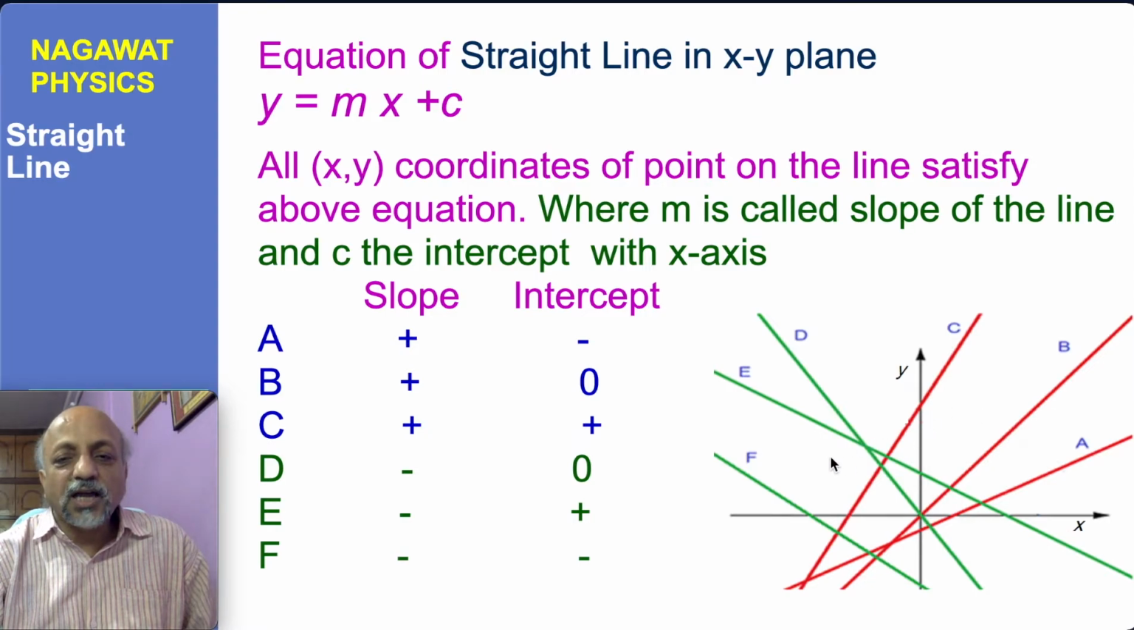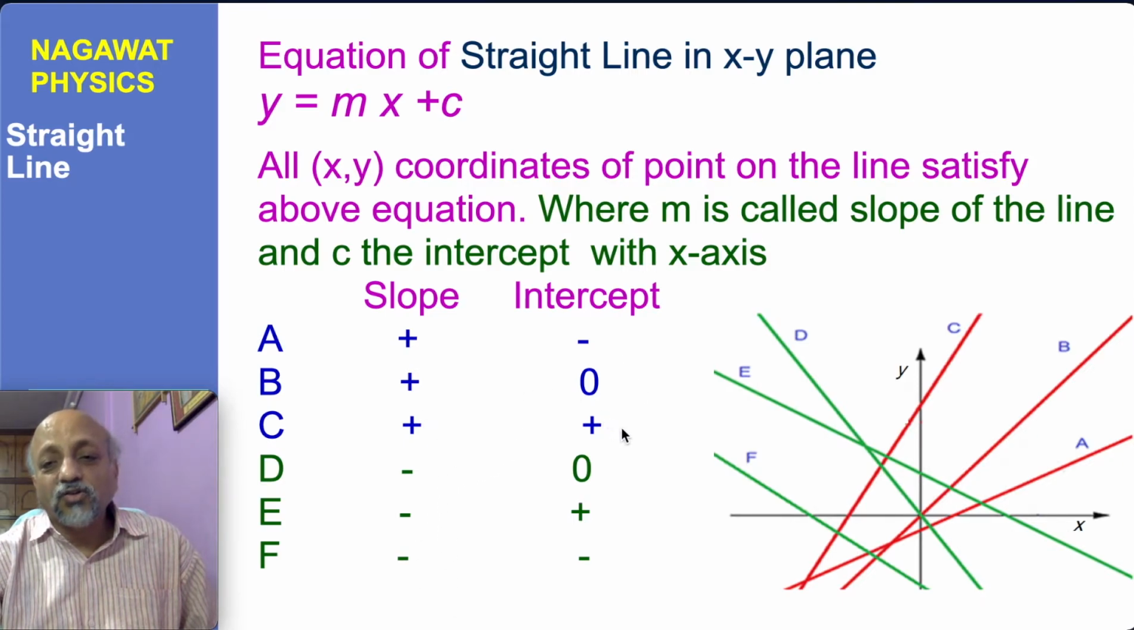But tangent theta is negative in the second quadrant. In this quadrant, since theta is greater than 90 and less than 180 degrees, the tangent theta is negative. Lines D, E and F, shown in green, make an angle of more than 90 degrees, and therefore tangent theta would be negative, so the slope would be negative.